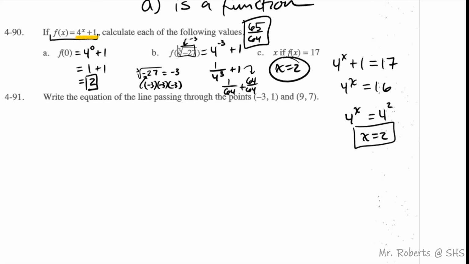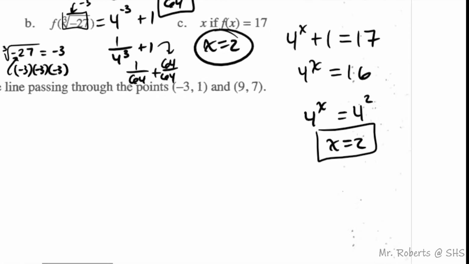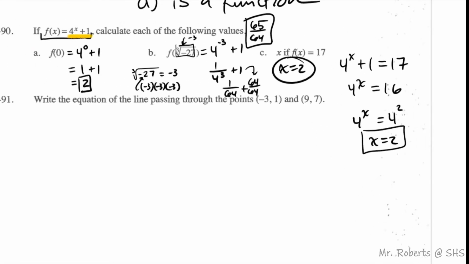So yeah, I set 4 to the x plus 1 equal to 17. Then I took away 1 from both sides, and I remembered, oh yeah, 16 is 4 squared. So that's why I was able to get that this is 2. And then you could check it, right? 4 squared is 16 plus 1 is clearly 17. So it works.